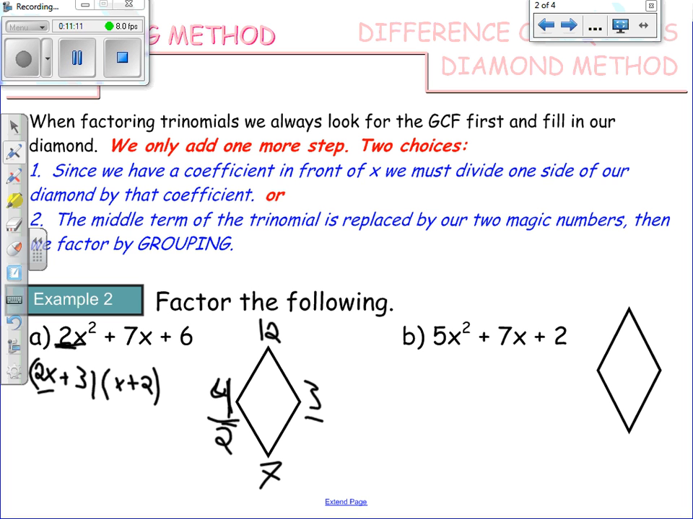Okay, let's try this one the first way again. What goes on the top of the diamond for this question? A times C, 10. And what goes on the bottom? 7, just your B value. The side values then? 2 and 5. We break up our 7x to be 5x plus 2x.